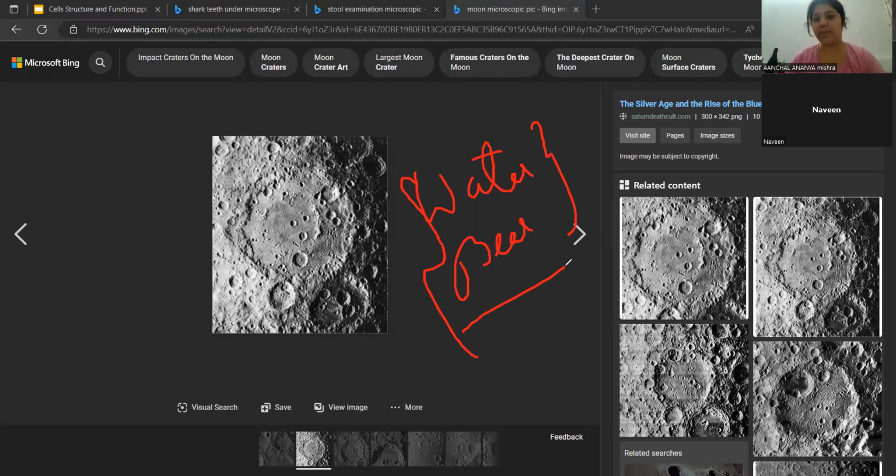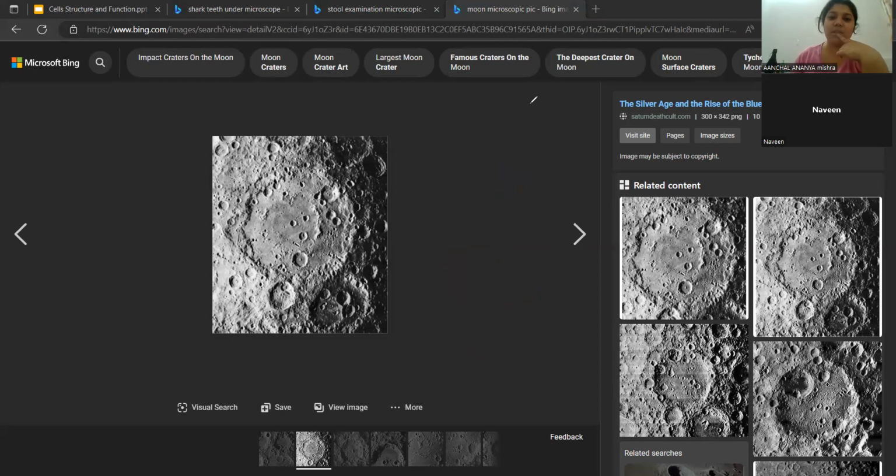Because if I just put a water bear in front of your eyes, will you be able to see it or not? It is big enough to see with our naked eyes. So there is no need to see a water bear under a microscope. That is what I am telling you. Can you show me a picture of a water bear? Okay, you just want to see a picture of a water bear.